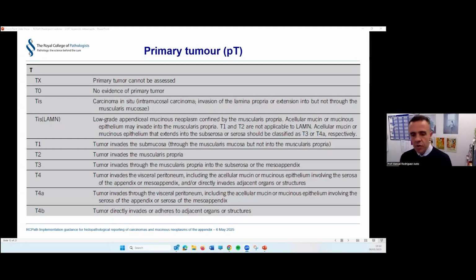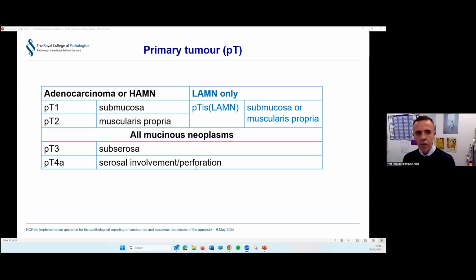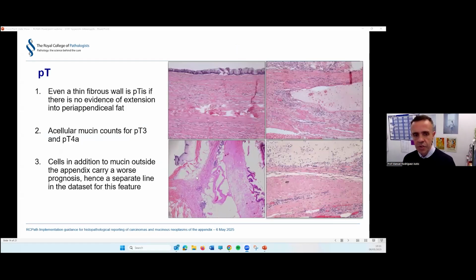So just moving on to the primary tumor, the TNM, and this is the T. Everyone knows that, and that's in the classification. And this is just a little bit more clear. So for adenocarcinomas and for HAMs, we have the pT1, like any other organ, in the submucosa. The pT2 is whether the tumor involves the muscularis propria. pT3 is going into the subserosa. And whether you have serosal involvement or perforation, this is a pT4a. The only difference here is for the LAMNs: whenever the tumor is confined just to the mucosa, submucosa, or muscularis, we don't use the pT1 or the pT2. For LAMNs with no mucin dissecting the wall or anywhere else, we call that a pTis. That's the only difference for the low-grade appendiceal mucinous neoplasia.